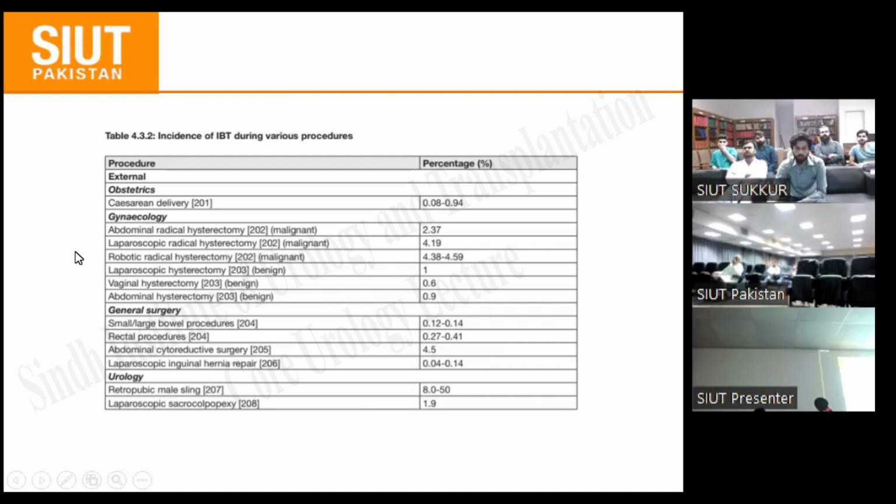However, in laparoscopic and open surgery, there is also a significant chance. In general surgical procedures, we have abdominal cytoreductive surgery, which contributes the major position. And in urological surgery, there is the retropubic male sling procedure, which is used to treat incontinence, that can cause bladder trauma mostly.